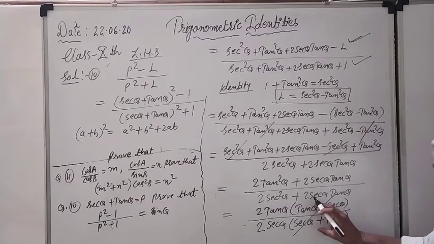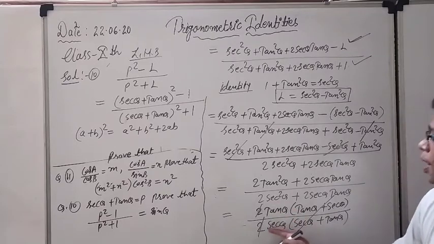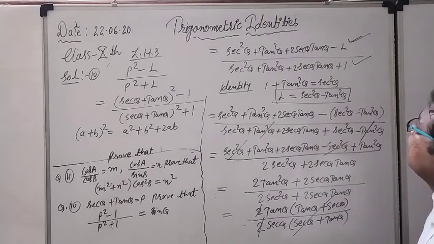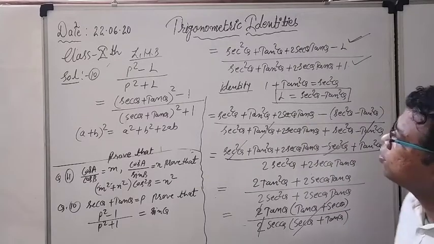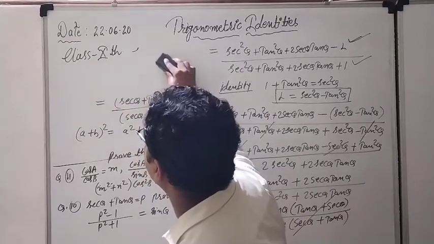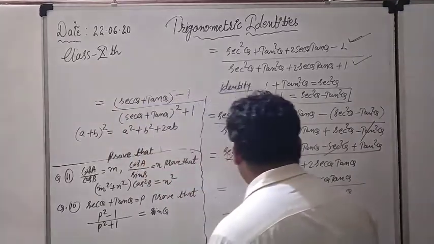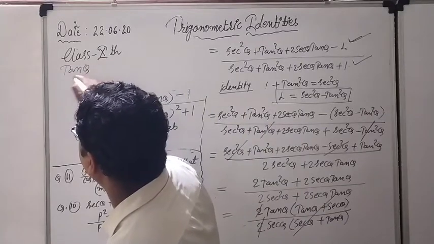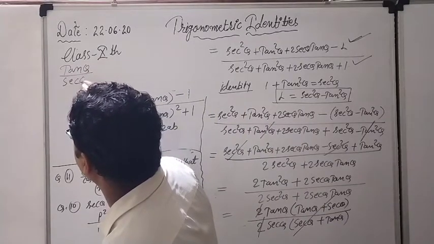So when you are going to cancel this particular thing, and after that 2 and 2, this is also going to be cancelled. Only tan theta upon sec theta you are getting. So tan theta upon sec theta. Okay, where to solve? I am solving here in the question side. No problem. Tan theta upon sec theta.